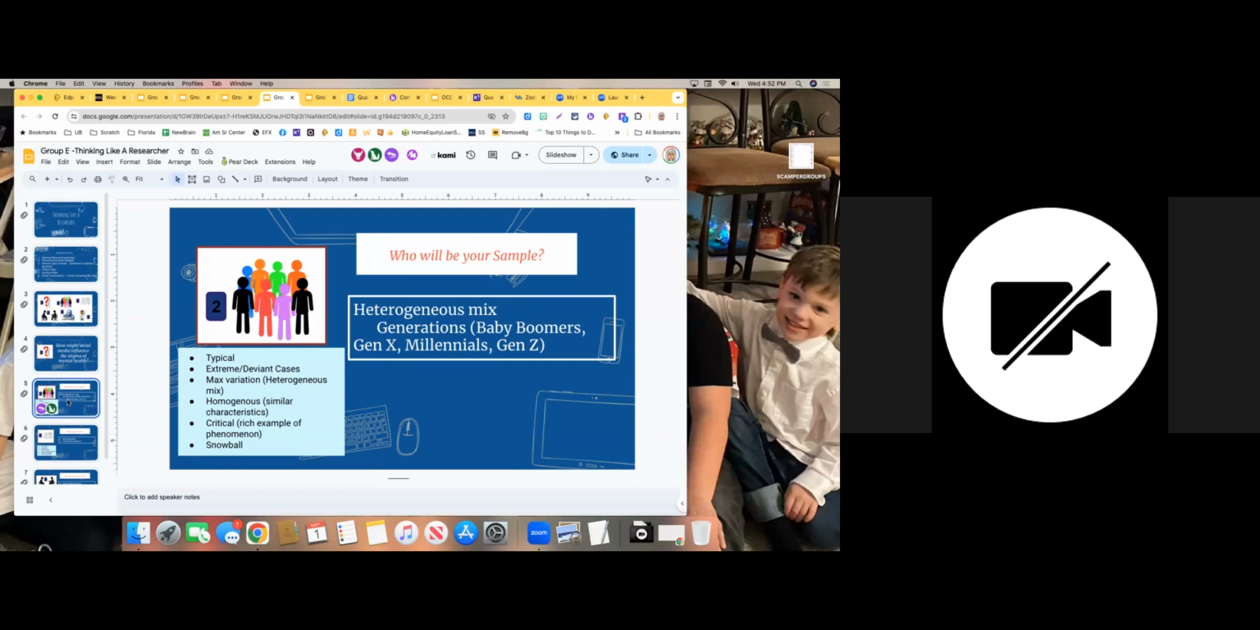I can start. Okay. We were thinking, since we know that social media plays obviously a bigger and bigger role for younger generations, we wanted to look at a heterogeneous mix across generations and give them a survey about mental health and stigma and what that looks like for them. And we were also thinking about, within each generation, those who use social media more or less, and what the differences there might be as well.